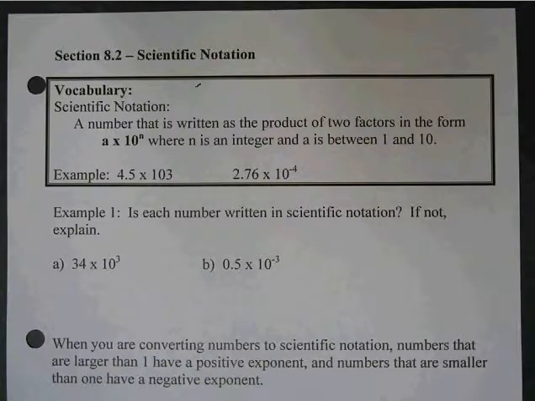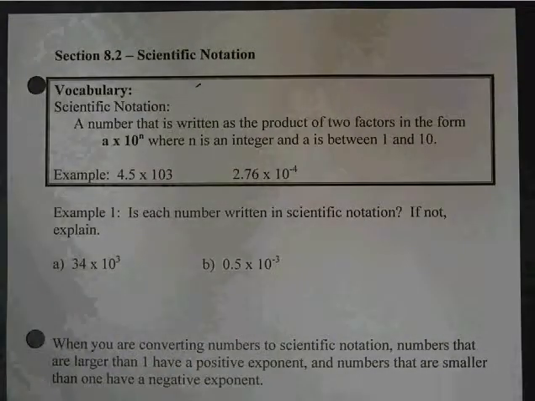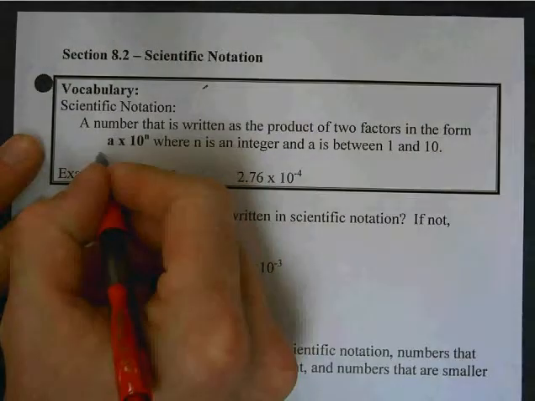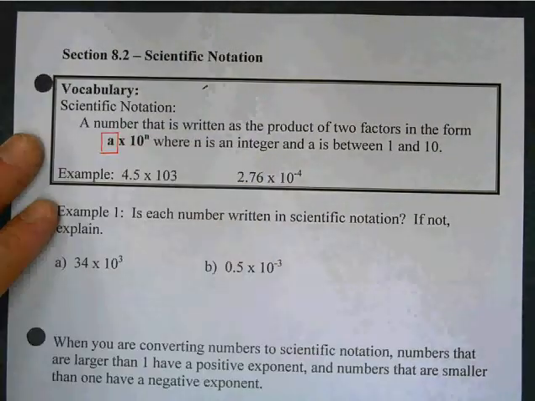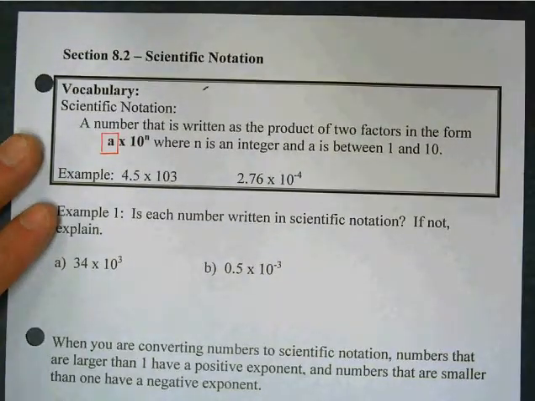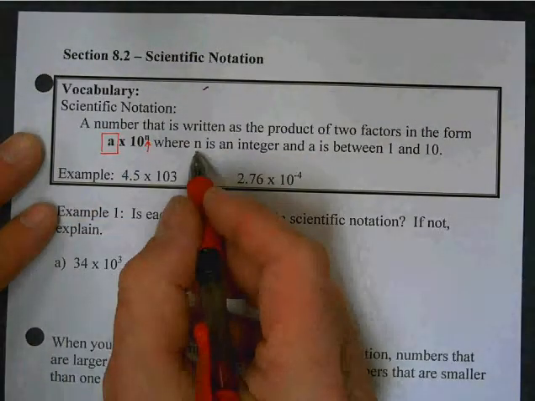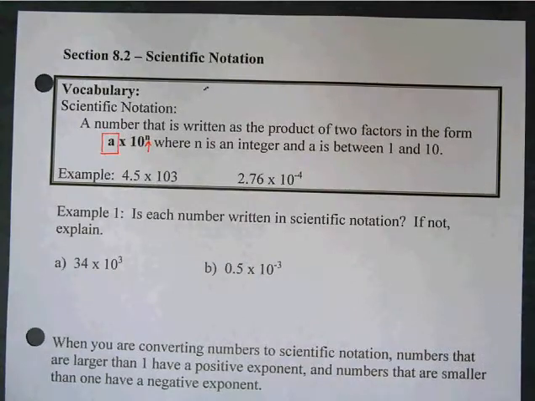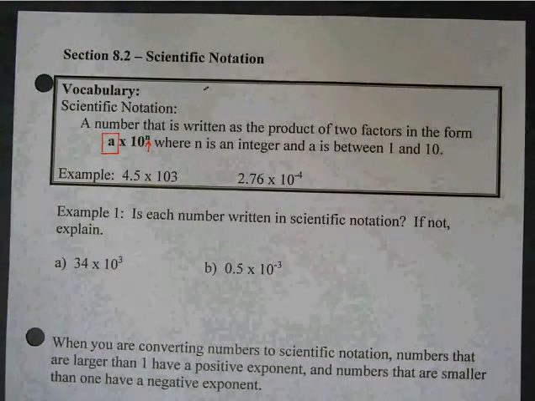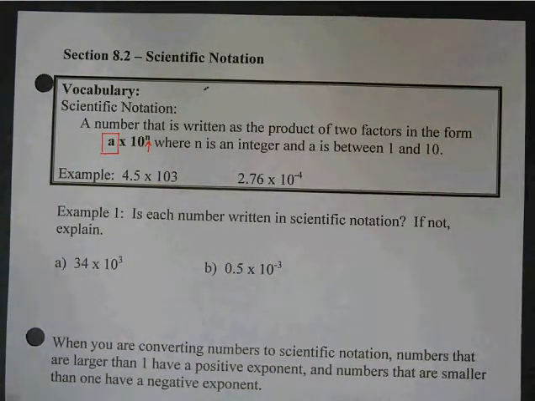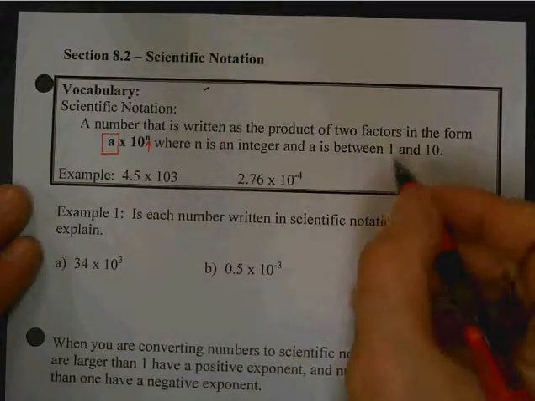So here's the definition. Here's what you have to end up with. You have to end up with a number, and I'm just calling it A, times 10 to some power. Now, n, the power must be an integer. Integer, remember, something up here on the number line. Negatives or positives.